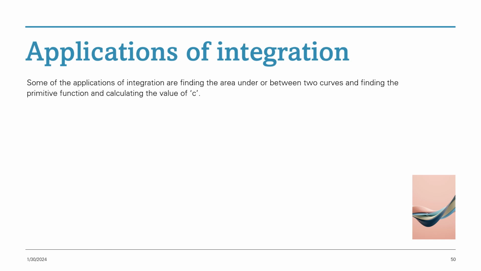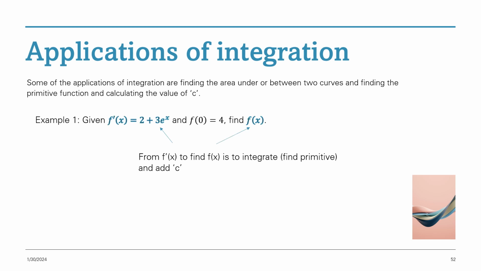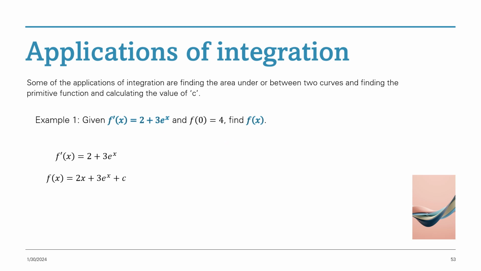All right, applications. Some of the applications, remember, are finding the area between two curves, finding the primitive, and calculating the value of the constant. So we'll just have a look at examples. Example 1: given f dash of x equals 2 plus 3e to the x, and f of 0 equals 4, find f of x. We've got f dash of x, so we're going to integrate. So f dash of x, integrate and add c.